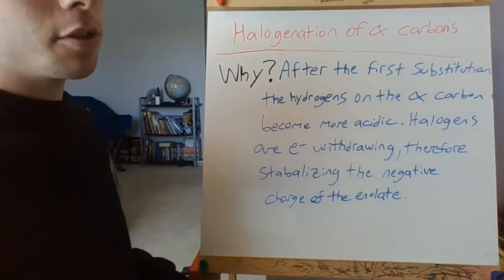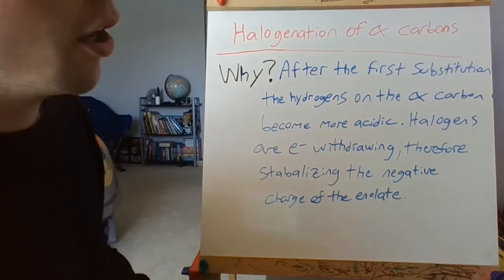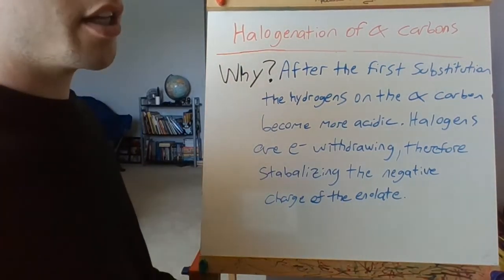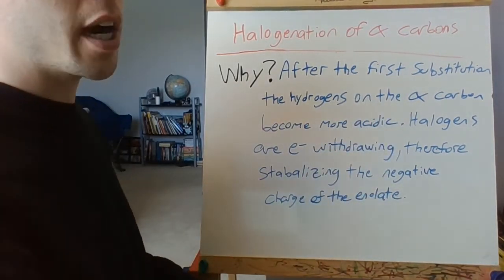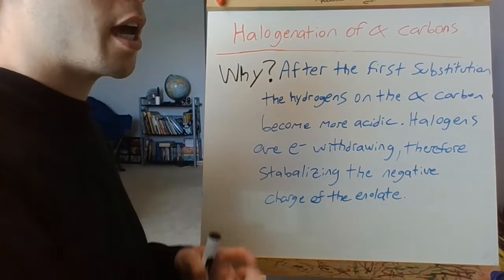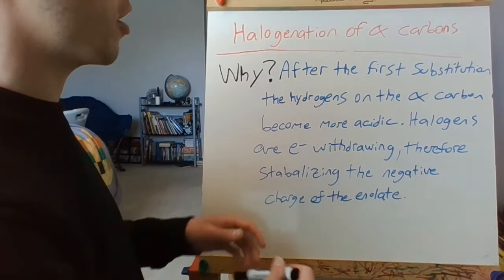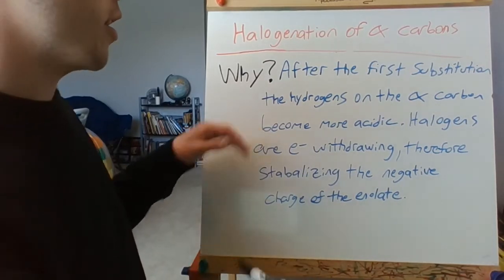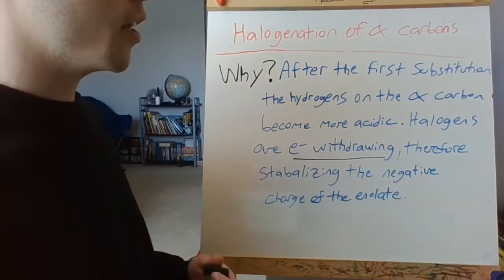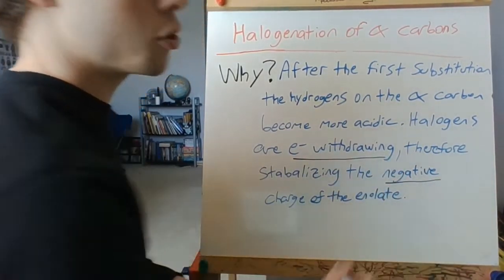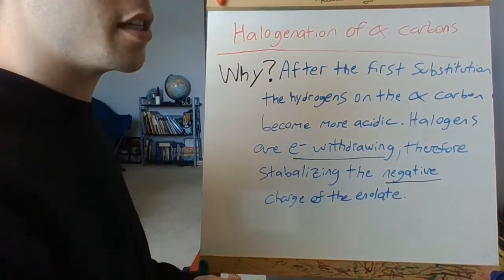So you might be asking yourself, why does this happen? Why don't we just get a single halogenation under basic conditions, but we actually get polyhalogenation? Well, after the first substitution, and so if we have 3 hydrogens, like in the example I just showed, after that first substitution, we get 1 bromine on there. The hydrogens on the alpha carbon become more acidic. That's because halogens are electron withdrawing. Remember, electron withdrawing things help stabilize negative charges. And so deprotonating that alpha carbon the second time is even easier than the first time.